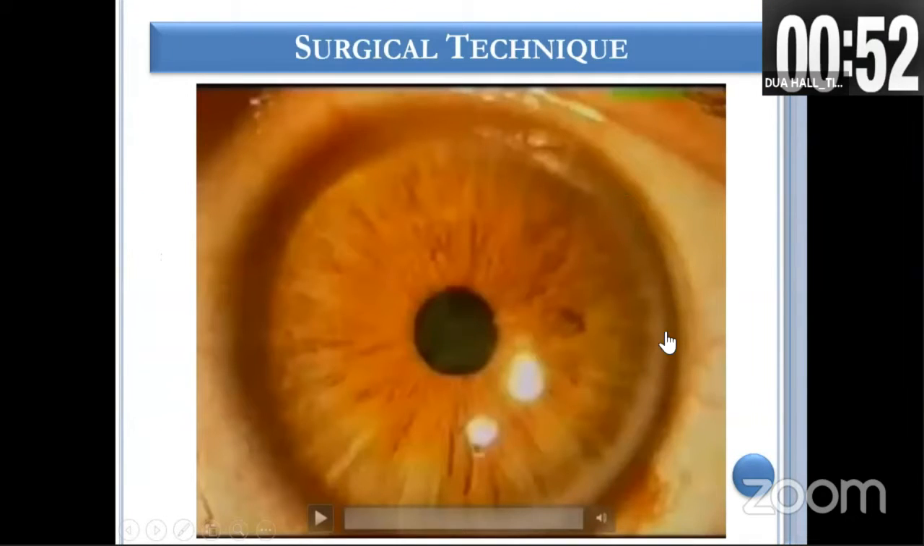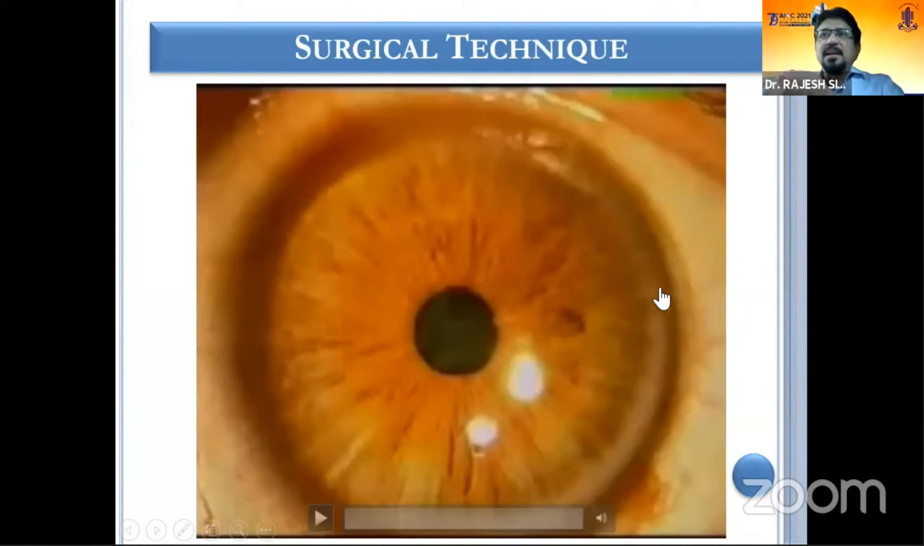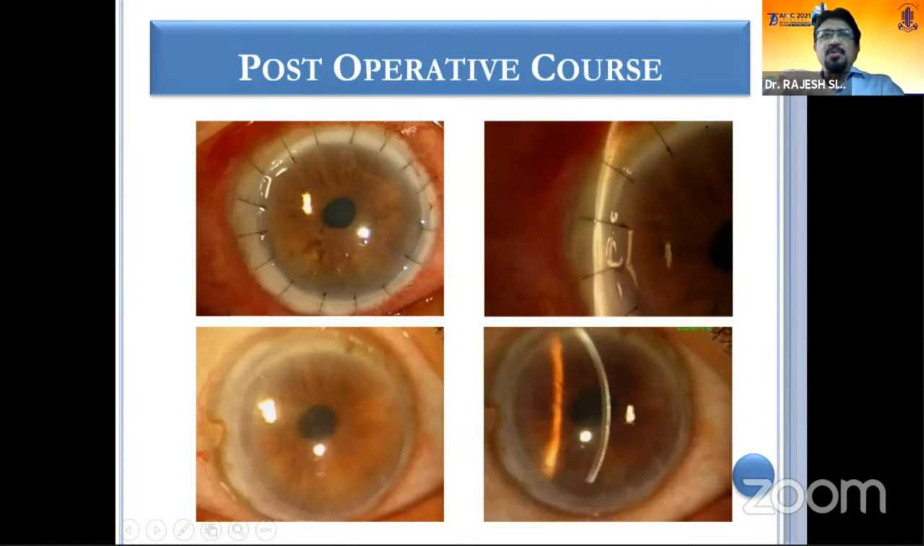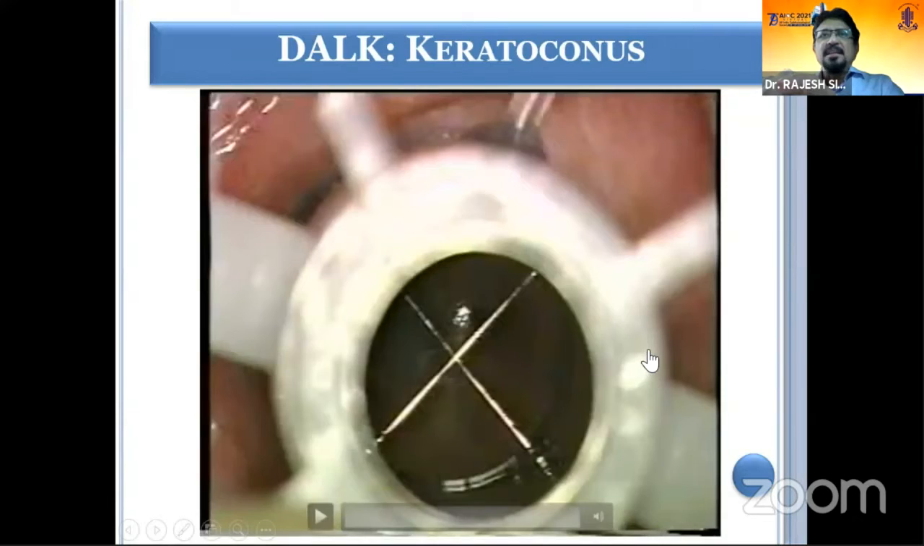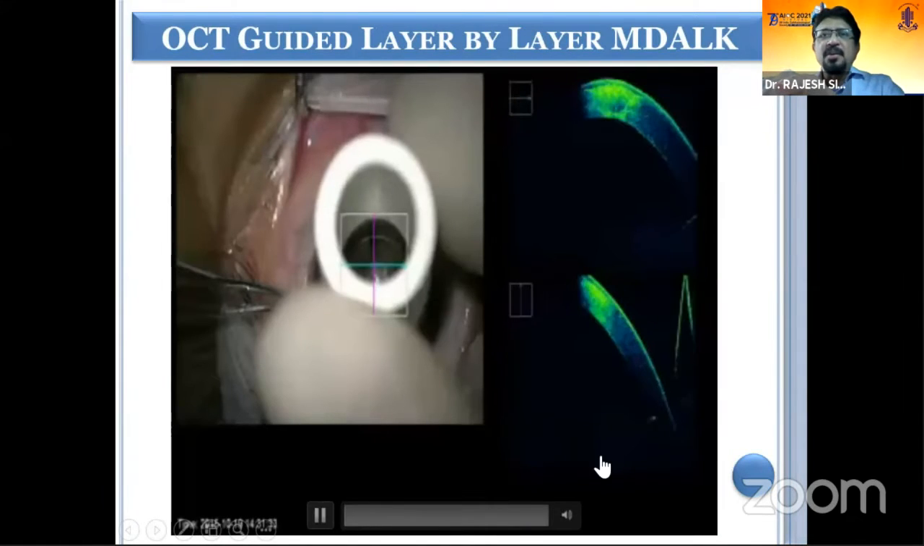In keratoglobus, tuck-in laminar keratoplasty can be done to strengthen the peripheral part of the cornea as well. And this is the post-operative picture, so tuck-in of the tissue in the peripheral part. I'll skip the deep anterior laminar keratoplasty, just as Dr. Fogla will be discussing about it.